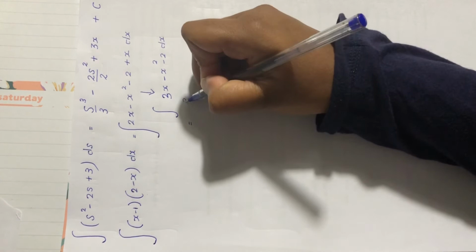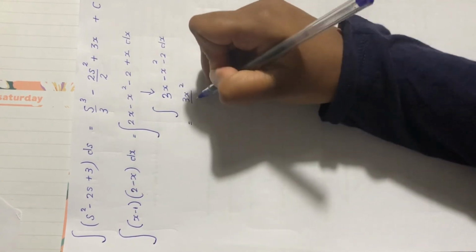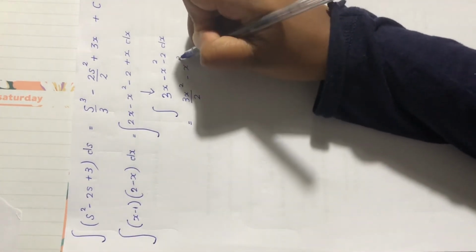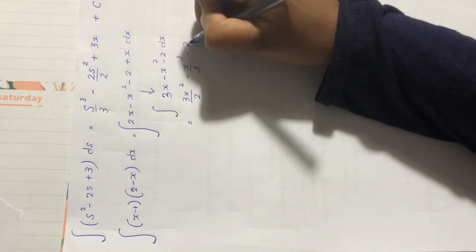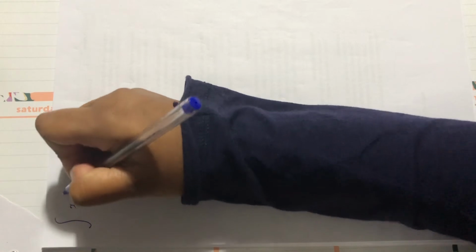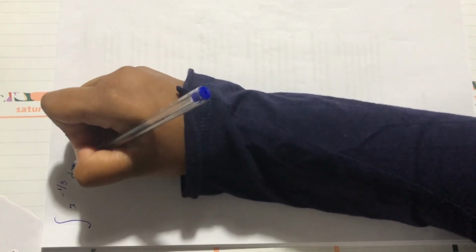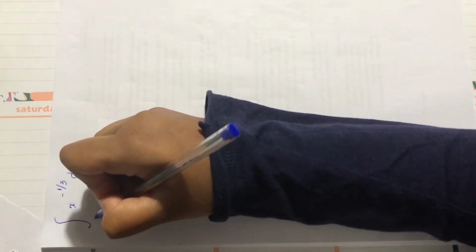So what do we have? We have 3x squared over 2 minus x cubed over 3 minus 2x, again plus c. Next example: integrate x to the power 1 over 3, dx, between limits 1 and 8.